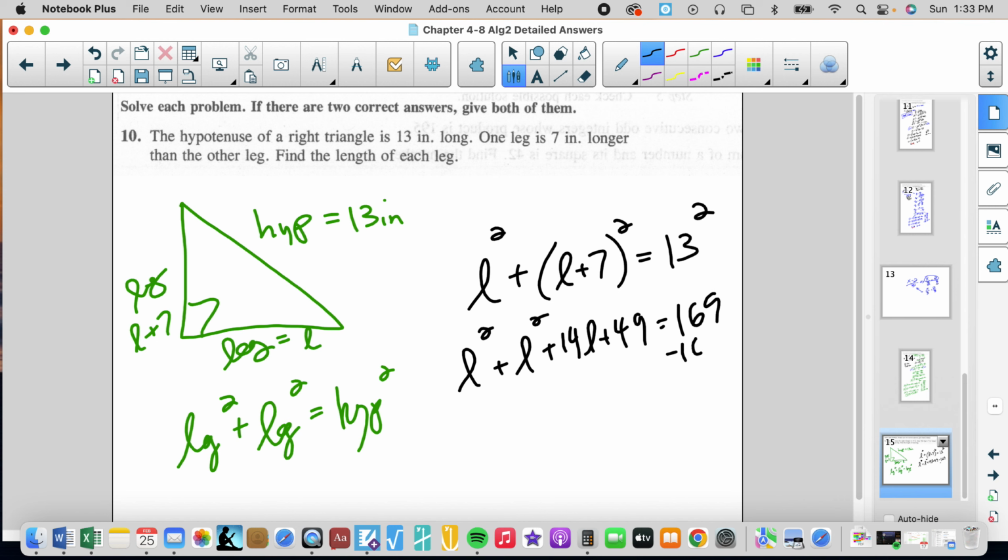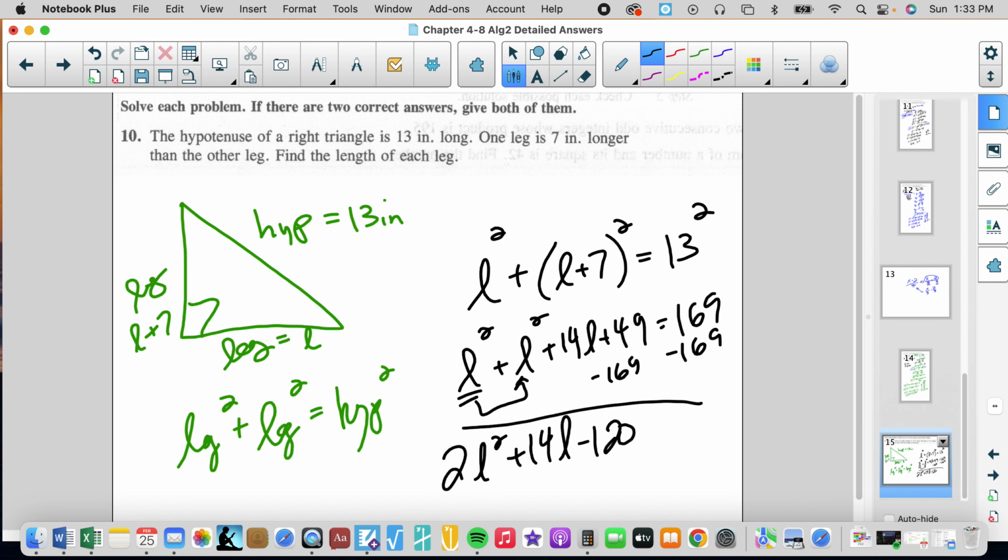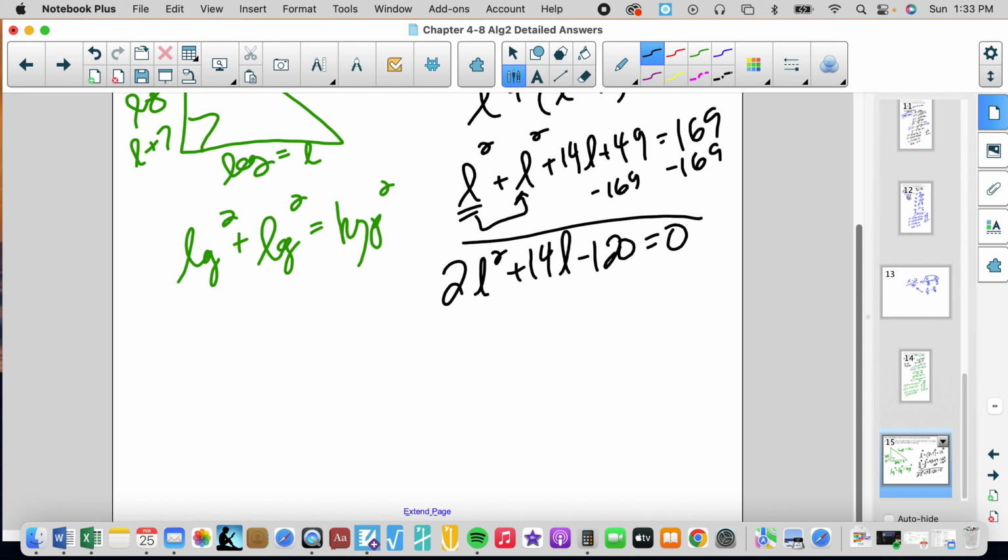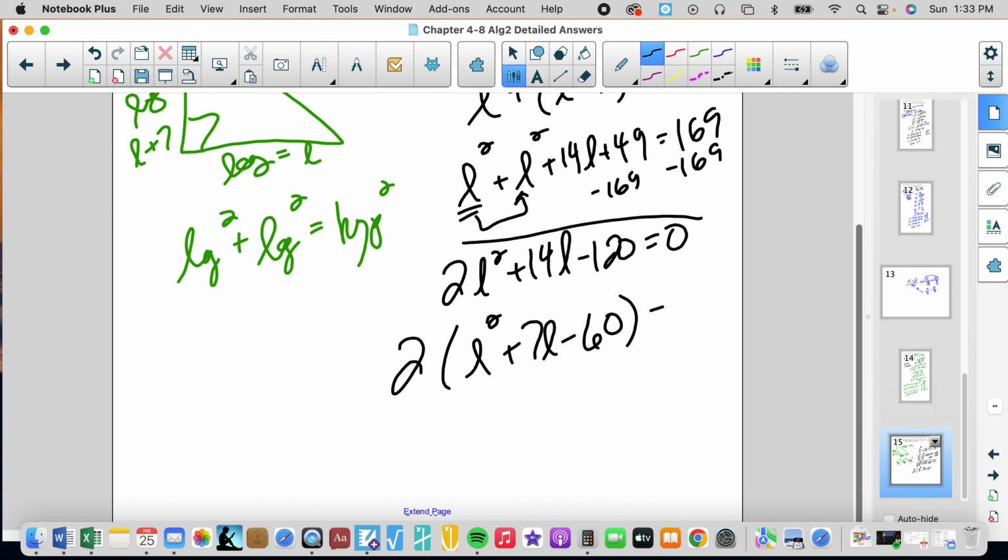13 squared is 169. We're setting it equal to 0. We have 2L squared, like terms, on the same side, plus 14L minus 120 equals 0. Let's factor out a 2. We get L squared plus 7L minus 60 equals 0. Factors of 60 when subtracted. 1 and 60, 2 and 30, 3 and 20, 4 and 15, 5 and 12, and there they are. Signs are different. Bigger is positive, equals 7.